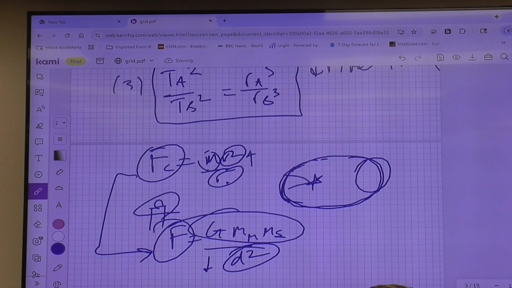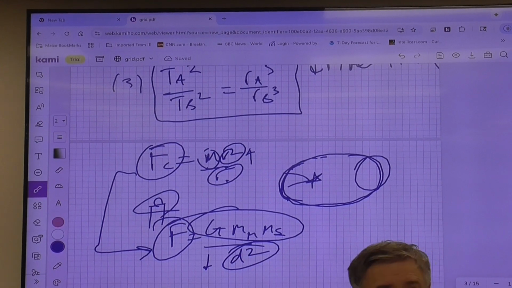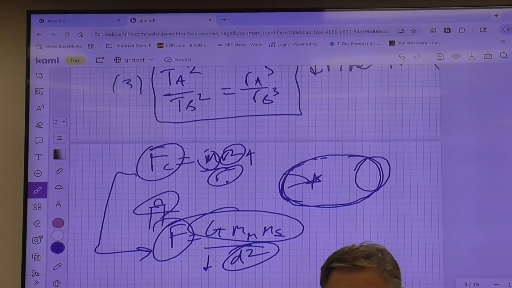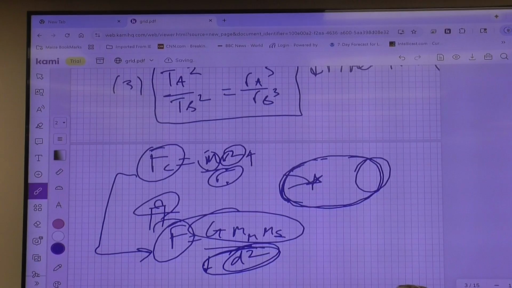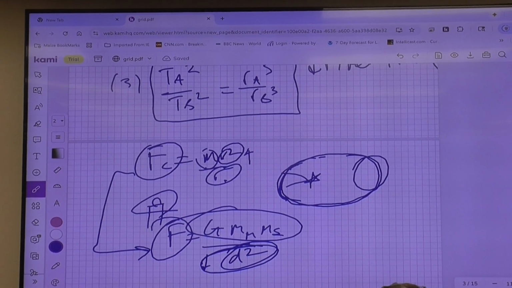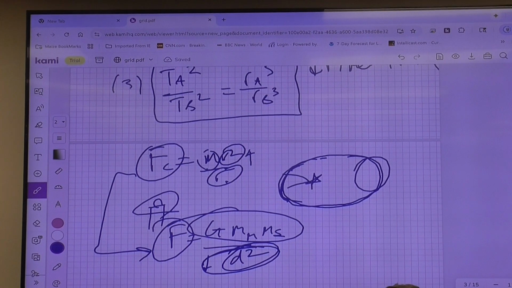What's going to happen to the amount of centripetal force that you need? Decrease, because you're going slower and you're dividing by a bigger radius. Centripetal force goes down. Gravity says, I'll chill out, because gravity divides by a bigger value of distance. Gravity's not providing as much force. They go hand in hand.